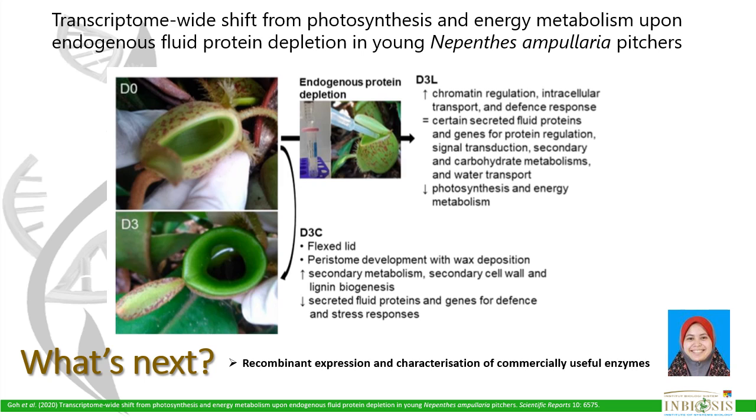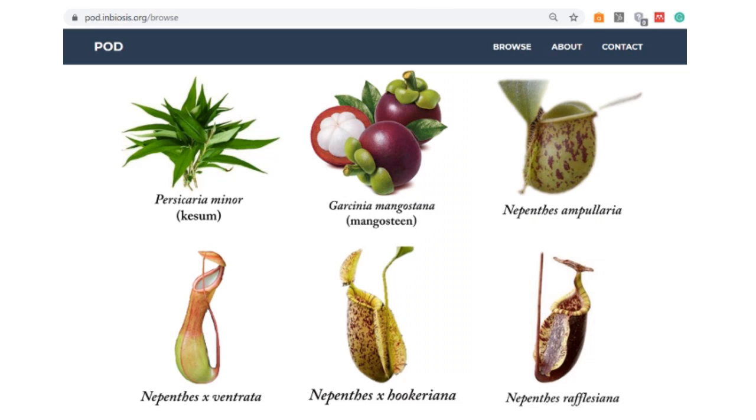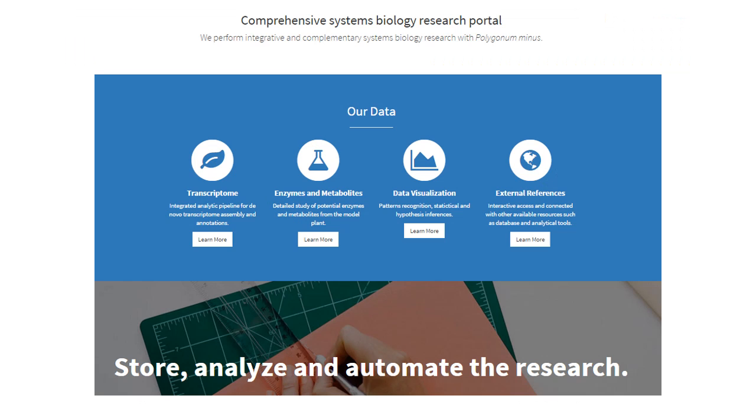Currently, my student is working on the applied side on the recombinant expression and characterization of commercially useful enzymes. We also constructed a database to curate all these omics data, known as Nepenthes base, and the plant omics database of all the different Nepenthes and even the genome and also the mangosteen, which I'm going to talk about after this. So we hopefully can provide a comprehensive biology research portal for everyone.